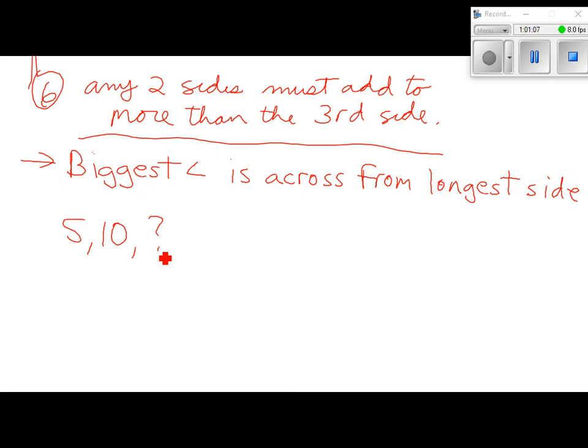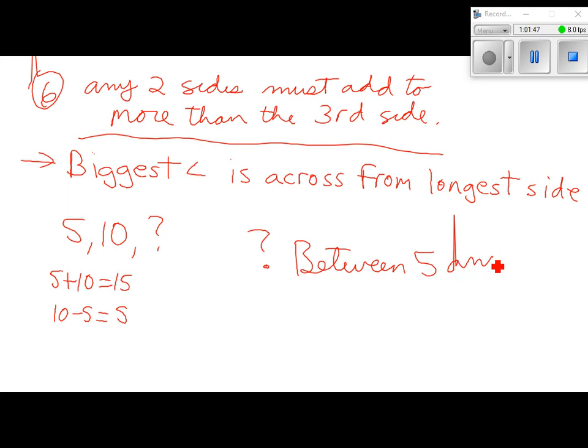Tell me what that third side could be real quick. 16. Could be 16, 14. Give me a way that we could not just sit here and guess. 5 plus 10. 5 plus 10, that's 15, right? And then how could we get the other end? Subtract. Subtract 10 minus 5, what's that give us? 5. Now tell me what we can say about this third side. That has to be between what two numbers? 5 and 15. The third side of that triangle has to be between 5 and 15.